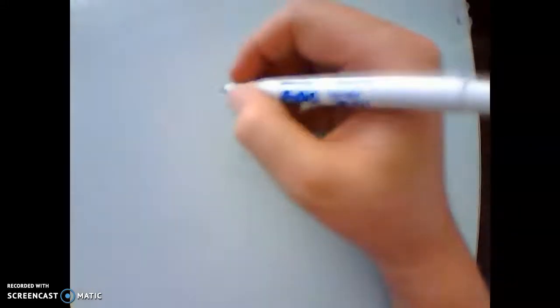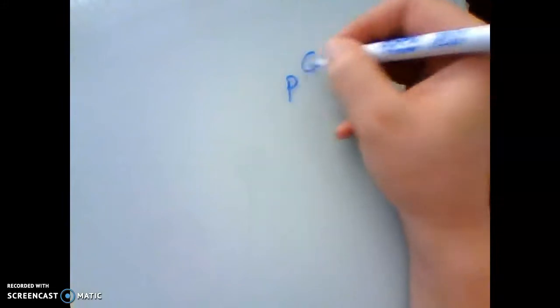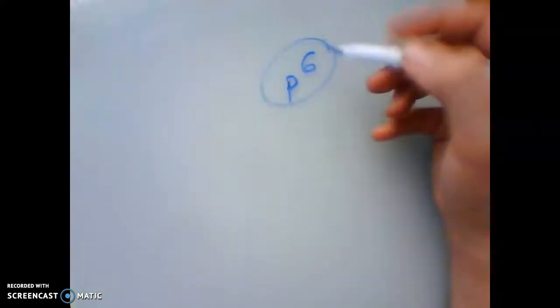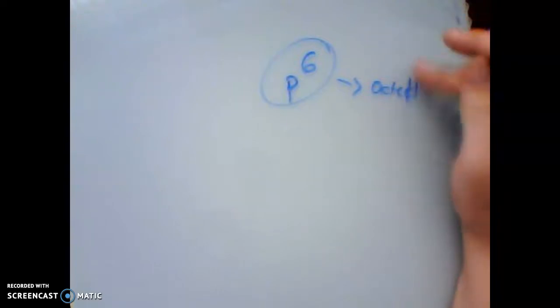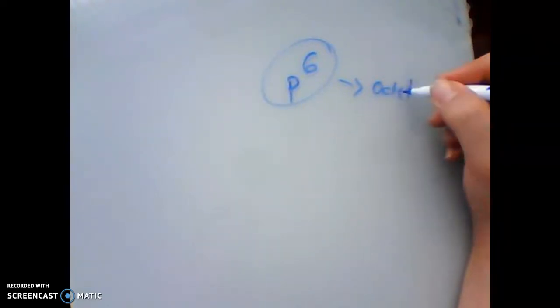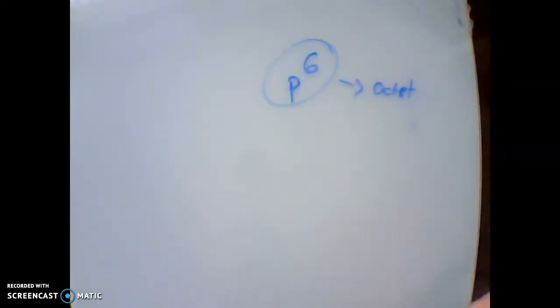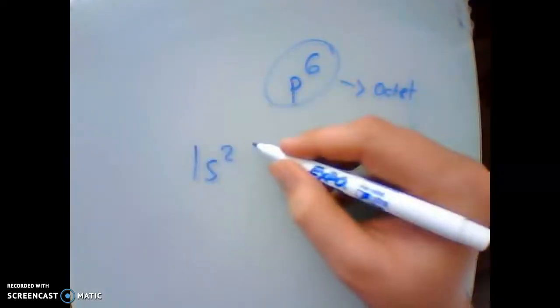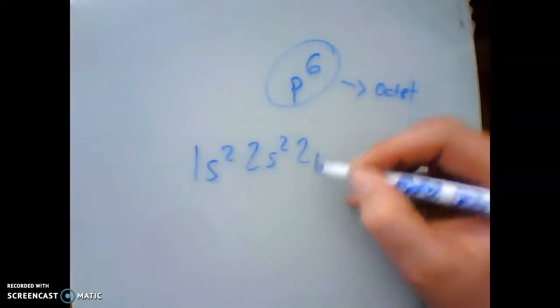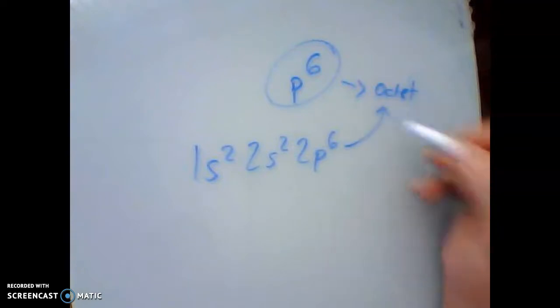Remember, when you are writing out these orbitals, your goal is always to end with a p6. A p6 means that you have your full octet, and everything is fully balanced. You've reached the noble gas center. So 1s2, 2s2, 2p6, you have your full octet.